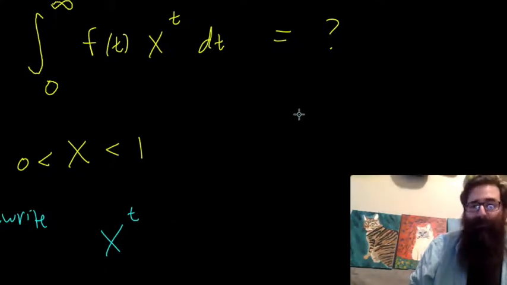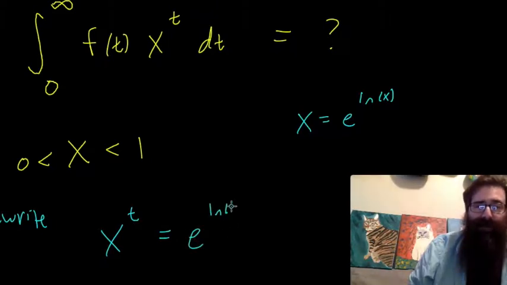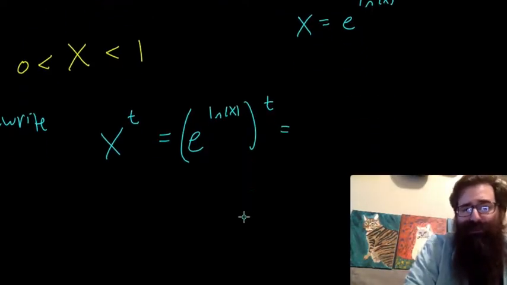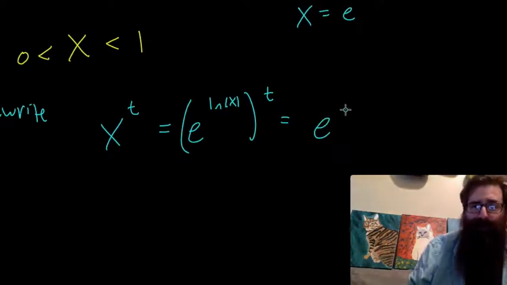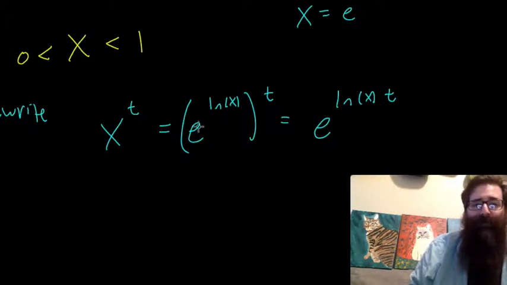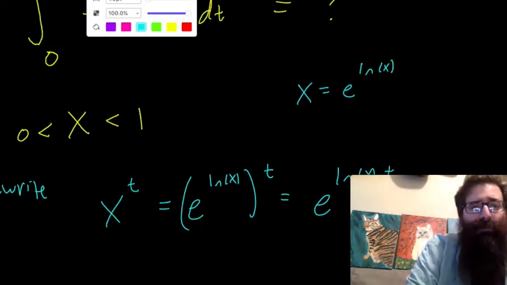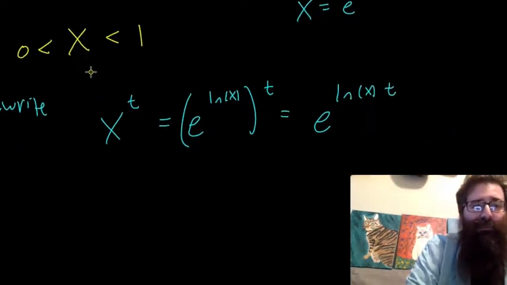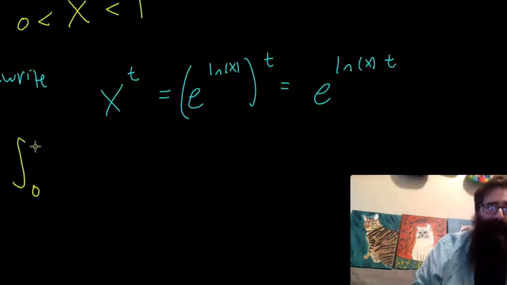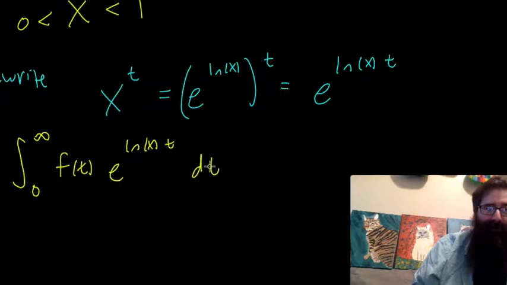And we can rewrite this if you remember that x is the same as e to the natural log of x. We could go ahead and say that x to the power of t is the same as e to the natural log of x, to the power of t. And then since this is a power raised to a power, the exponents just multiply. We would say e to the natural log of x times t power. And this is really the same thing. So we're going to make this replacement. Then this is the integral from 0 to infinity of f of t times, instead of x to the t, e to the natural log of x times t power dt.